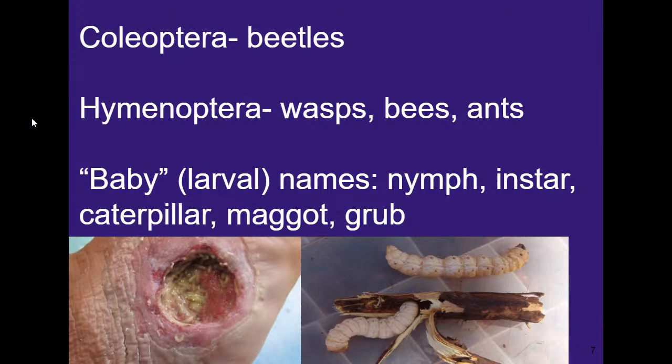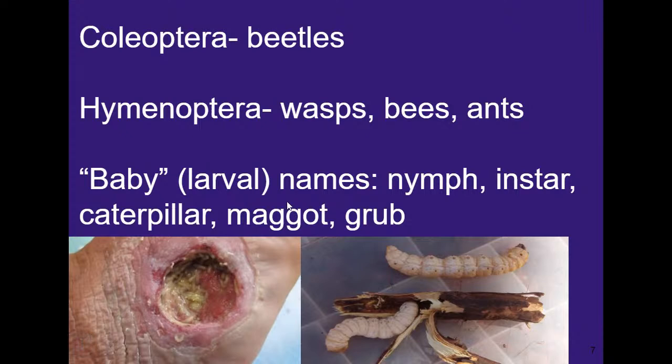Okay, some other terms that come in handy, useful terms. Immature insects, larval insects have names like nymph. A lot of the aquatic insects are nymphs or naiads. When you have an insect growing, it'll molt and get bigger, molt and get bigger, and those molted stages are called instars. And usually the immature of the moths and the butterflies are going to be called caterpillars.